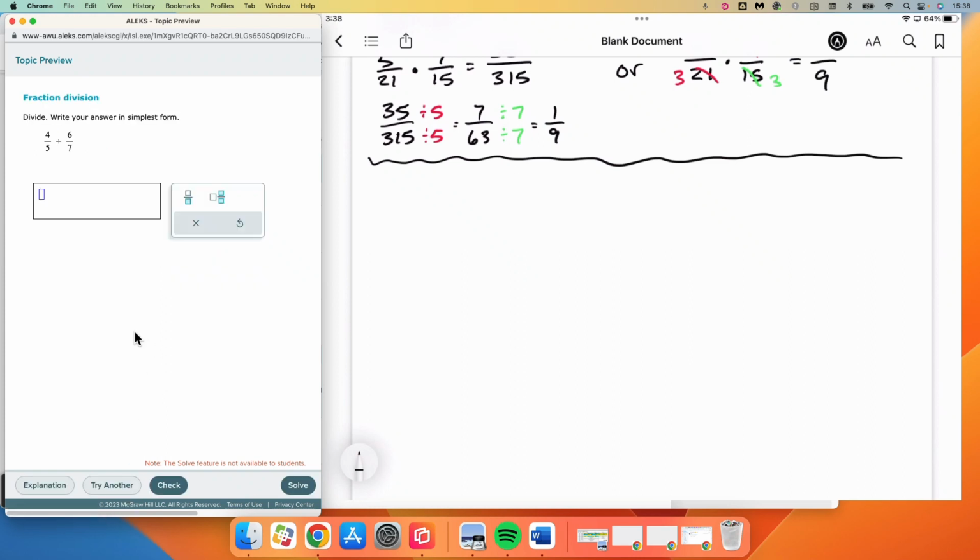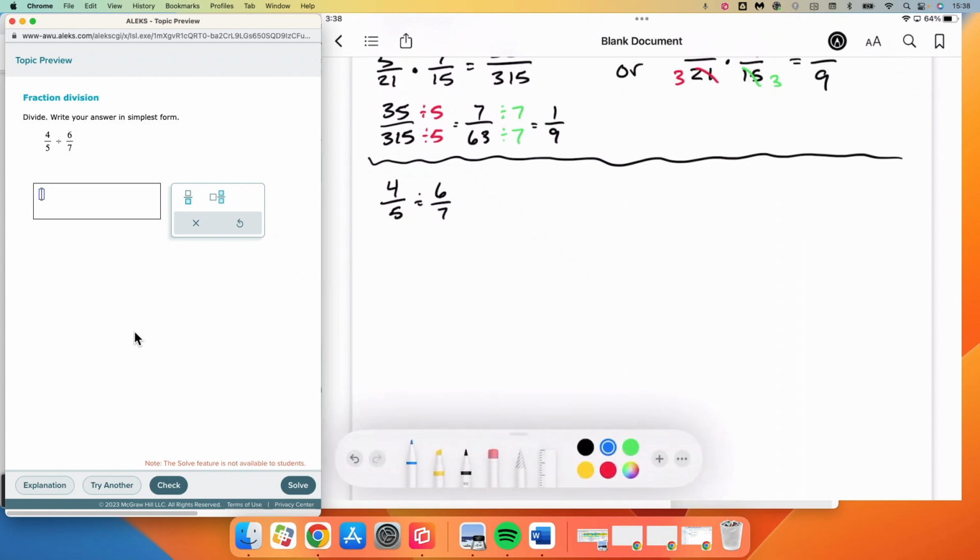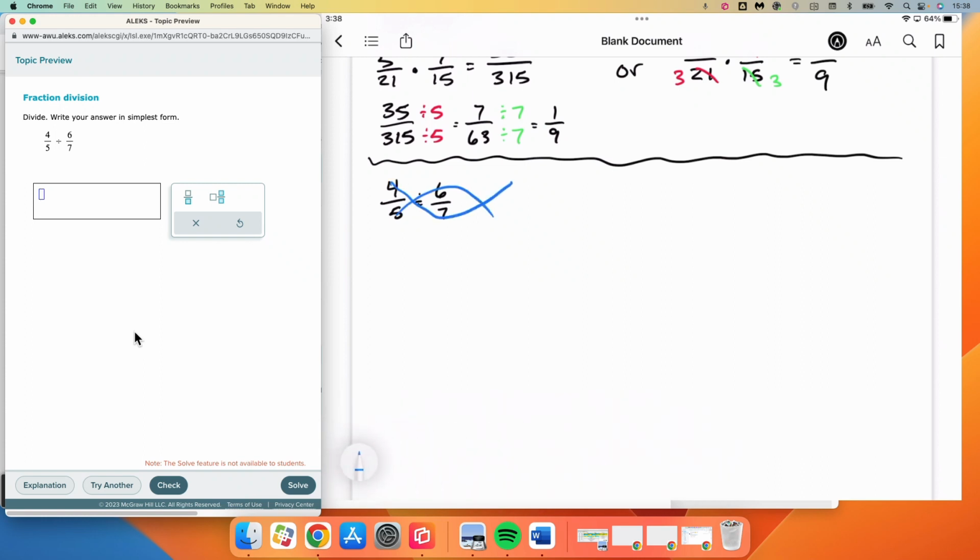4/5 divided by 6/7. We're going to whoop this thing, which is identical to multiplying by the reciprocal. 4/5 times 7 over 6. We get 28 over 30. 28 over 30, they can both be divided by 2. And we get 14 over 15.